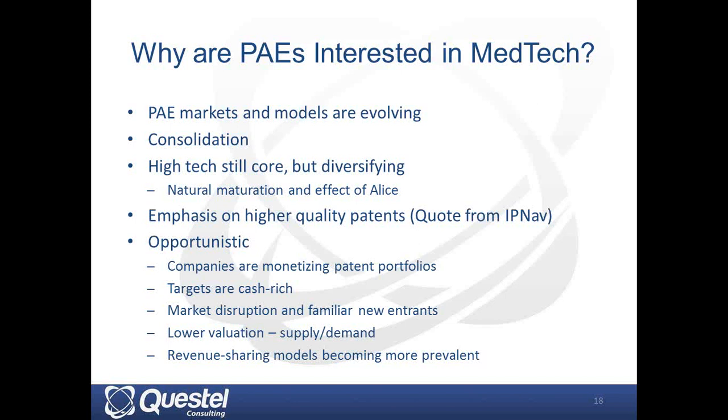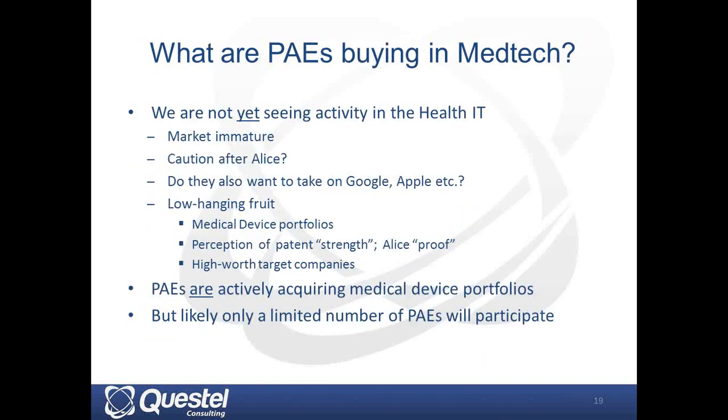The market is changing with new entrants. There's lower valuation. There are revenue sharing models, so we're starting to see some of that, which is interesting. There may be some FTC interest in some of those types of models going forward. The FTC is looking at patent assertion entities generally, so it'll be interesting to see what scrutiny they place on some of those types of revenue sharing models going forward.